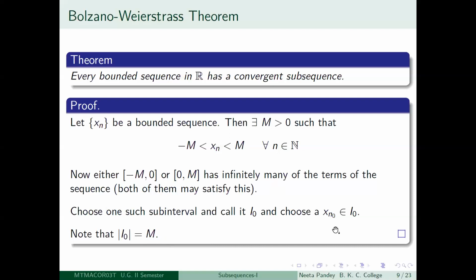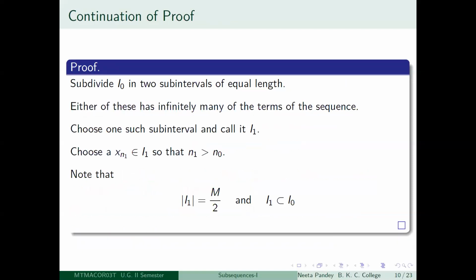Now this is a subinterval which has infinitely many terms of the sequence. So choose one term from that, call it xn0. So choose one of the terms of the sequence, choose the n0th term of the sequence. That is what I'm trying to say. Okay, you have done this.